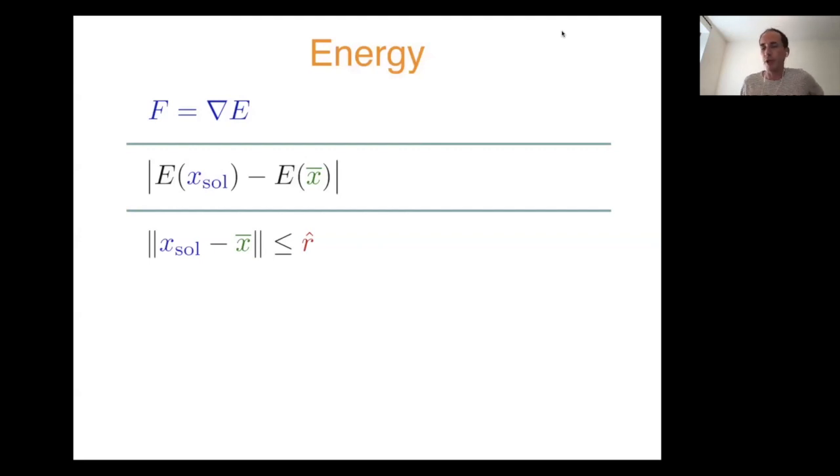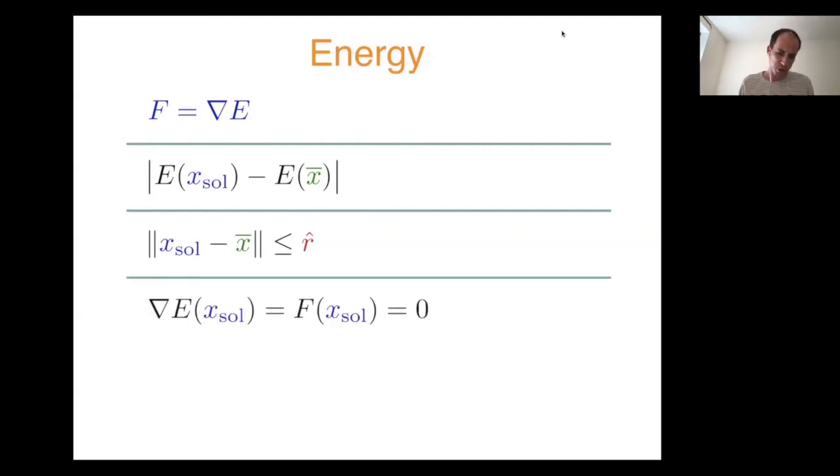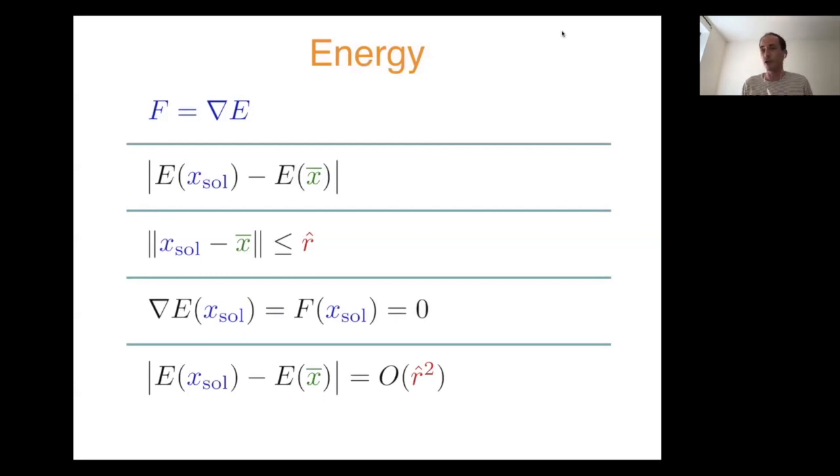Okay, you may expect that the energy difference is also order R, but it is in fact order R squared. That is because at the true solution, the gradient of the energy is 0, because the solution is a 0 of F. So in fact, the energy is very flat. Yeah, because you're near a stationary point. So in fact, the energy of the solution is order R squared away from the numerical energy you can compute. And then of course, now I say order R squared, but you can also get the constant there to make things explicit.